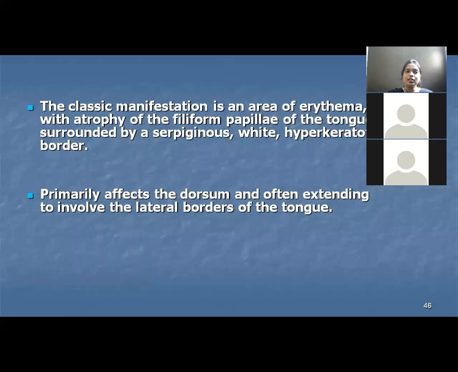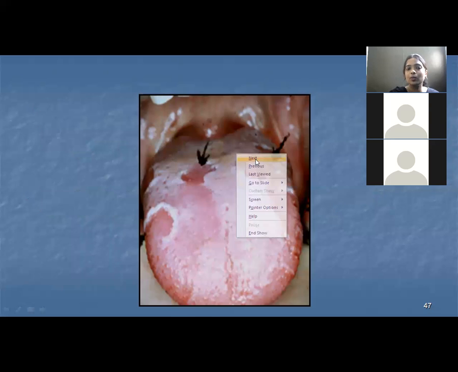First thing, what is the characteristic presentation of geographic tongue? First, it is an erythematous lesion with atrophy of the filiform papillae, and it is lined by a serpiginous white hyperkeratotic border. It primarily affects the dorsum and often extends to involve the lateral border of the tongue.